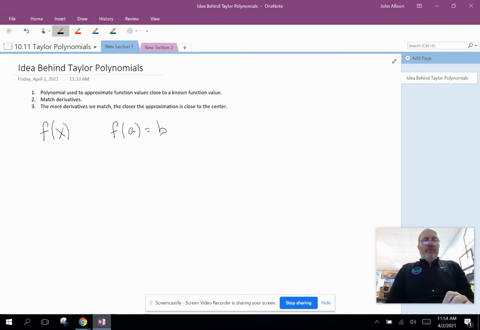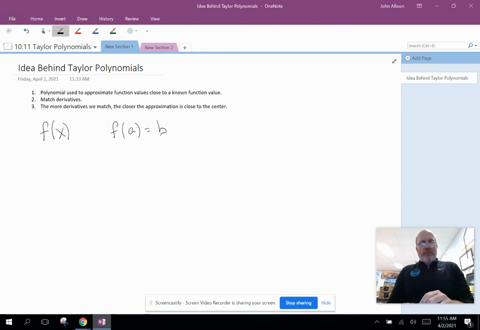So the idea is that if we could create a polynomial function that has the same derivatives as the function we're working with, the more derivatives we can match, the closer that approximation will be to the actual function. So we can get an even better approximation by matching not just the first derivative like we did with a tangent line approximation, but if we could find a polynomial that had the first and second derivatives of the function, then that would make a better approximation than just the first derivative.